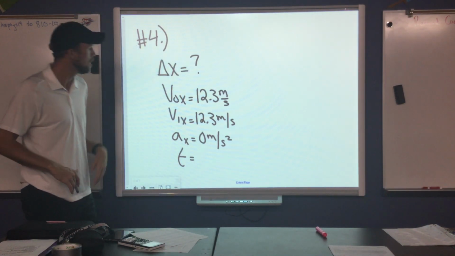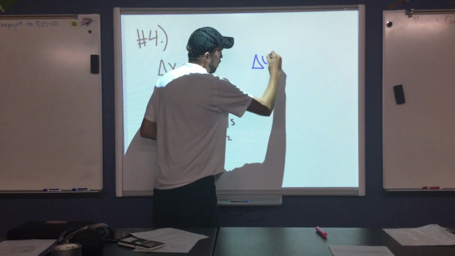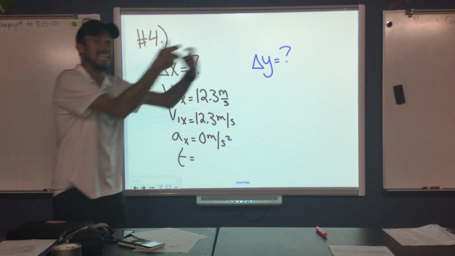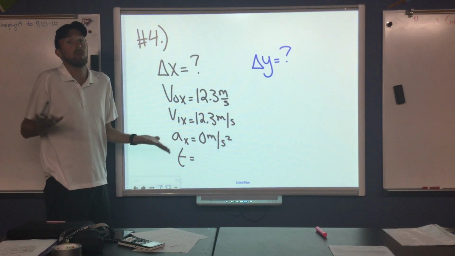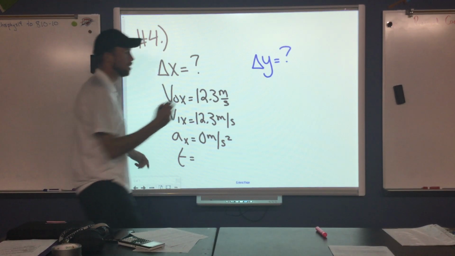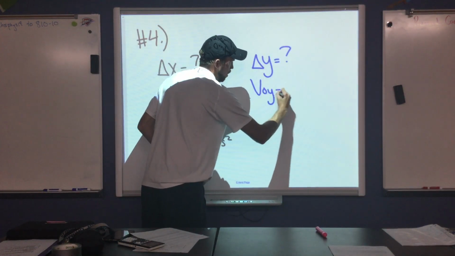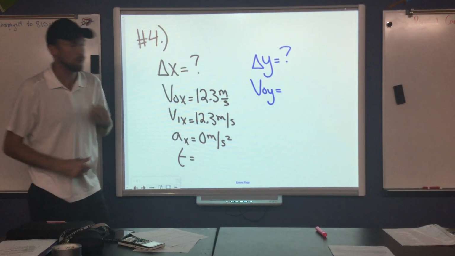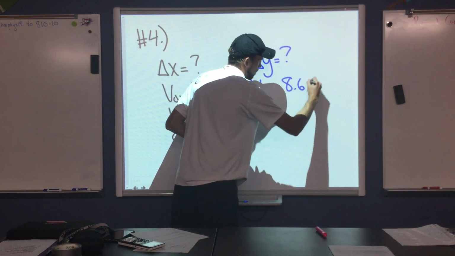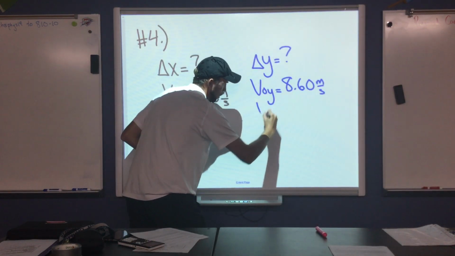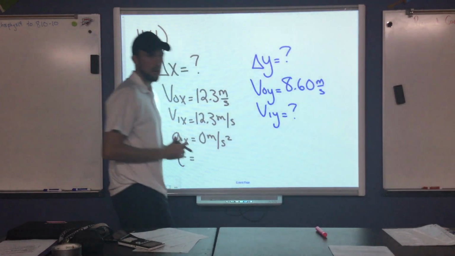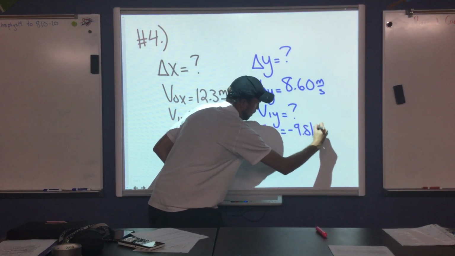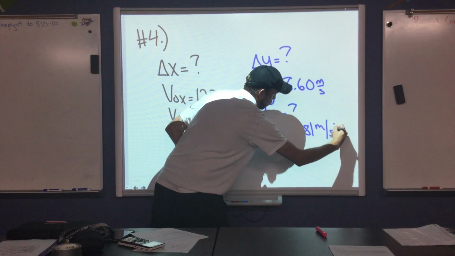Now we're at number 4. So delta y is now going to be a question. We don't know what delta y is. We knew delta y when we started and ended at the same height, but now we're unsure. Initial velocity in the y direction, again, doesn't change how we're launching things, it just changes the point we're examining. But initial velocity in the y will still be 8.60 meters per second. We don't really know v1 in the y. Acceleration in the y will still be acceleration due to gravity, negative 9.81 meters per second squared.